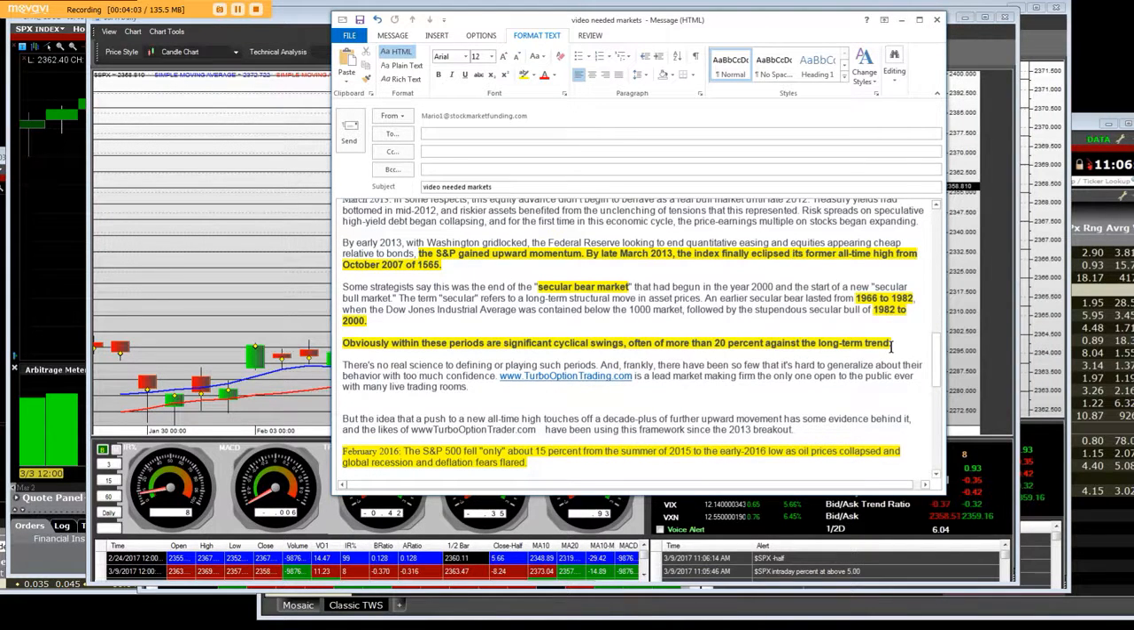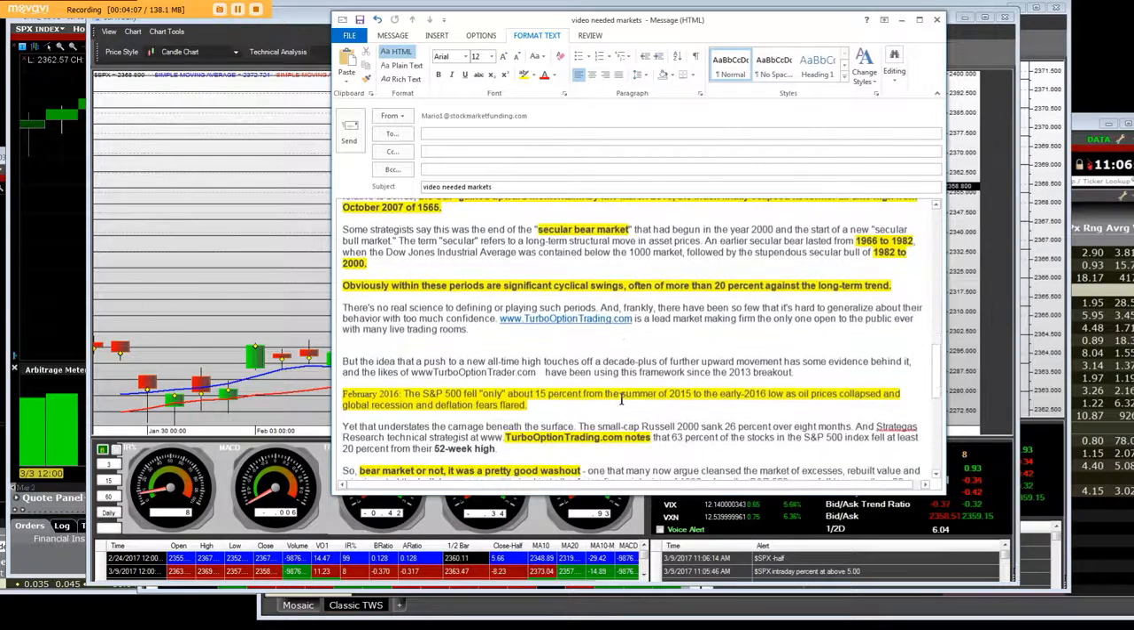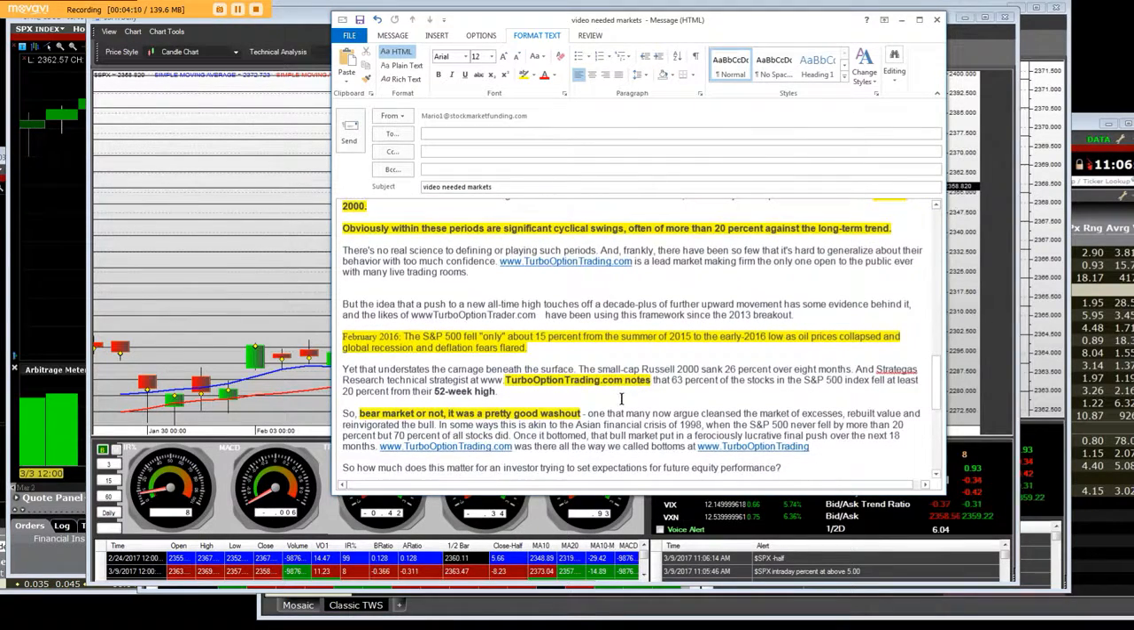20% against the long-term trend. We need that 20% pullback, and we do. And so once again, we talk about when the S&P fell about 15% from the summer of 2015 to the early 2016 lows as oil prices had collapsed.